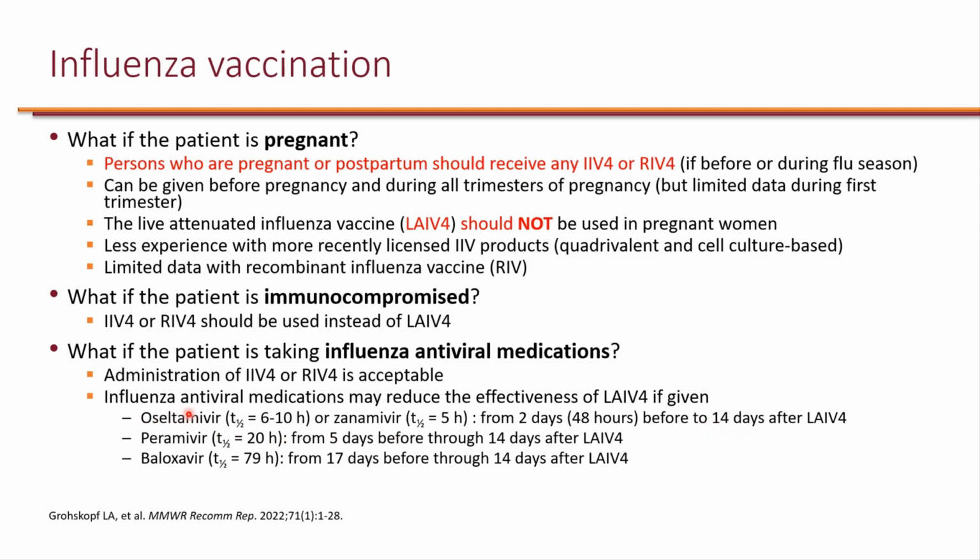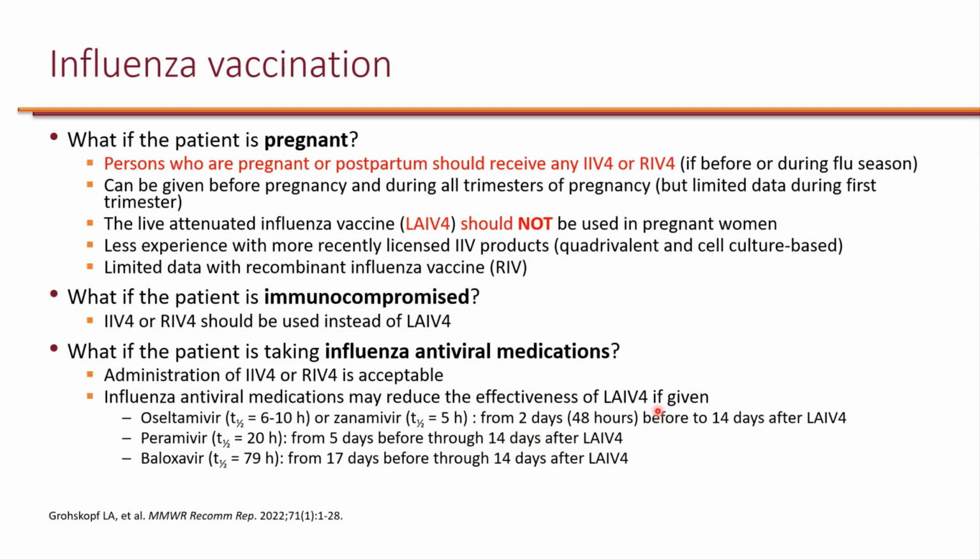So in other words, if somebody is taking oseltamivir for an actual infection or for prophylaxis or whatever reason, and they are to receive a live attenuated vaccine, they should wait 2 days after discontinuing oseltamivir to start vaccination. And then once vaccination is given, they should wait at least 14 days before they can receive, for whatever indication, another dose of oseltamivir. And the same concept applies to peramivir and baloxavir, but the timing is different. So for peramivir, 5 days before and up to 14 days after.